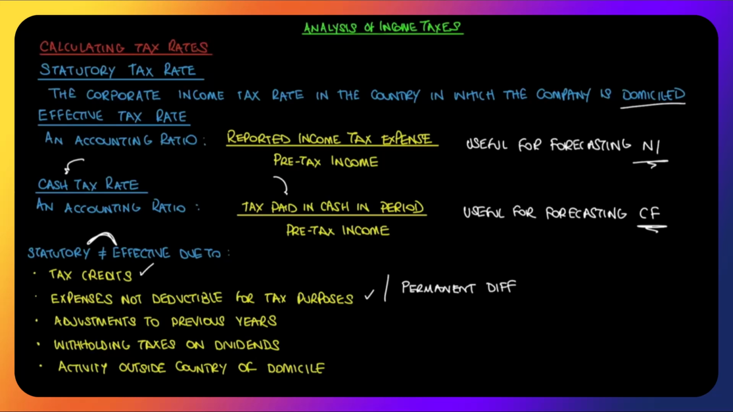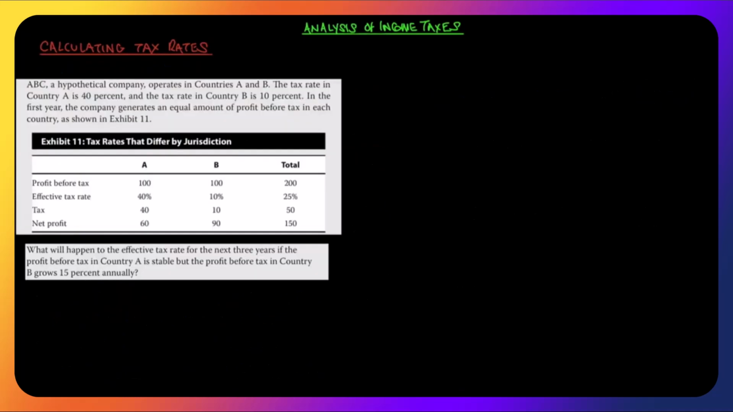Dividends may have a withholding tax. Or activity outside the country of domicile. We said your statutory tax rate came from the country where you are based. What if you have operations overseas? Well, let's take a look. Nice little example on how it shakes out.